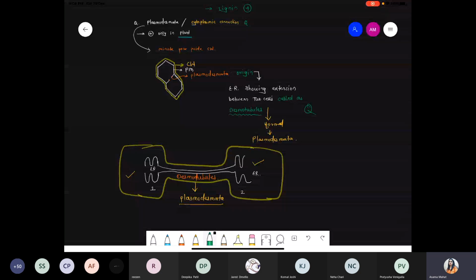Any doubt from this area? Plasmodesmata, cytoplasmic connection, and the desmotubules. Any doubt?